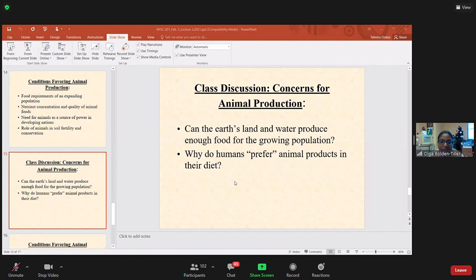And Dr. Dokes was just talking a little bit about conditions that favor animal production. And one of those was the desire for folks to have meat products because it has more protein content than what you can get from an all plant diet.